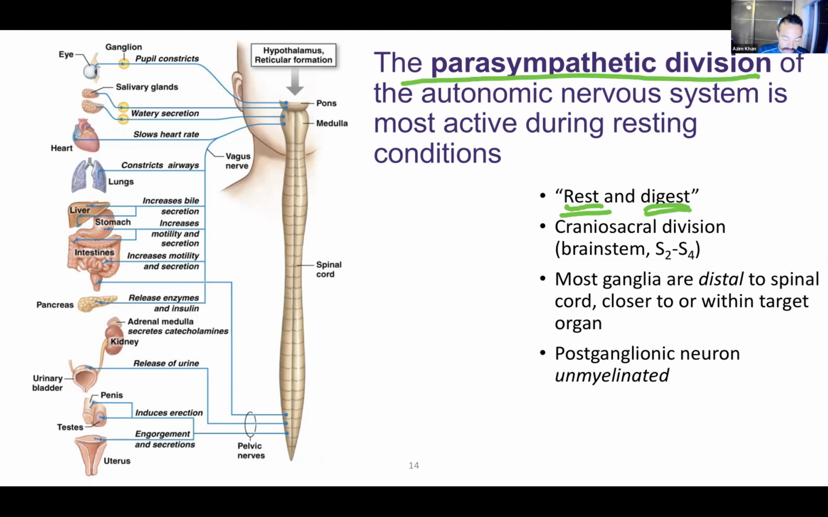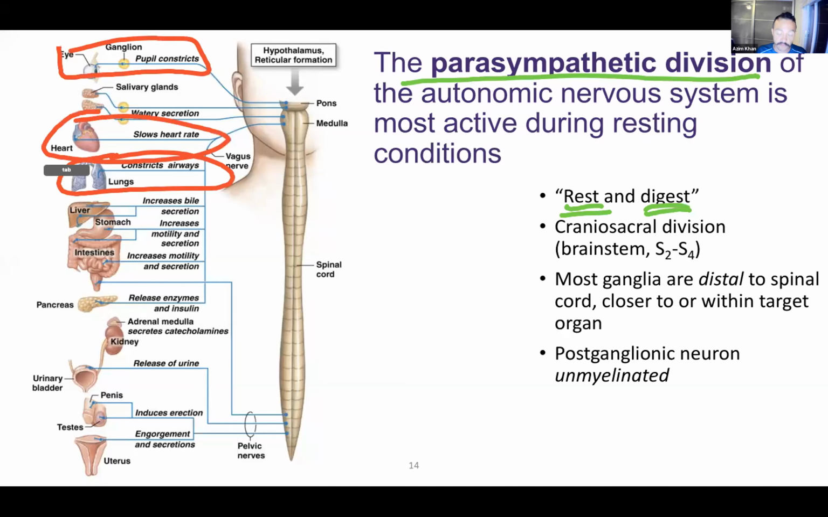What we saw previously is that pupils dilated. Here we get pupil constriction. We saw that airways got bigger. Here, airways get smaller. In sympathetic, we saw the heart rate go up. Here, heart rate goes down. So there are some negative decreased things that are happening. I don't mean negative is a bad thing, just we're decreasing activity.